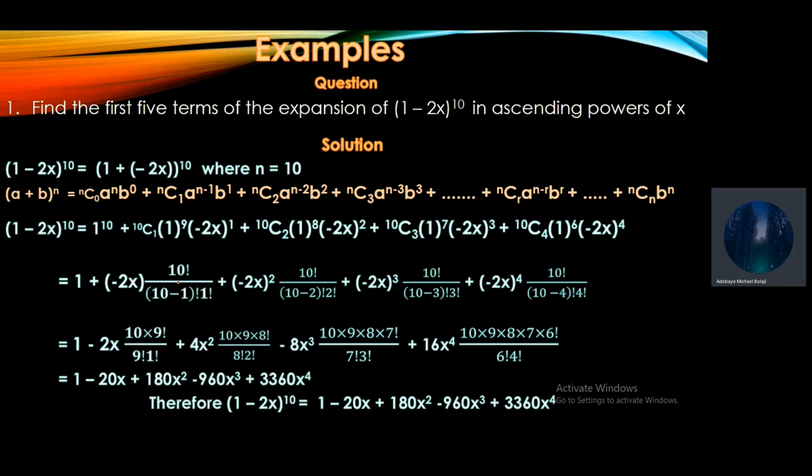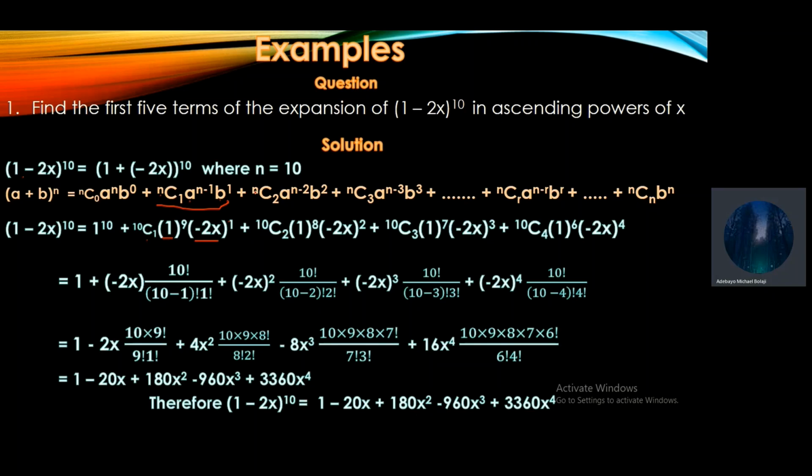Let's continue. Now our second term, which is n combination 1. Our n here is what? Is 10, right? That's 10 combination 1. Now our a is equal to 1, right? That's why we have 1 here. And we are having n minus 1. That's 10 minus 1. 10 minus 1 is equal to what? Equal to 9. And our b is equal to what? Minus 2x. Is that okay? And minus 2x raised to the power of 1. So these are the second term.